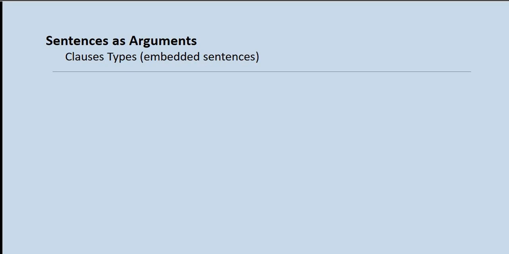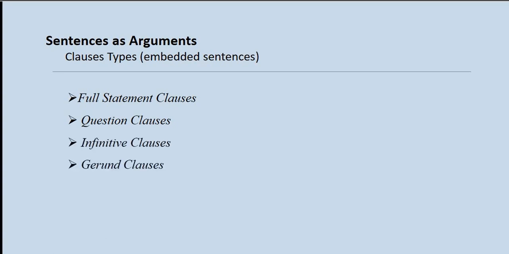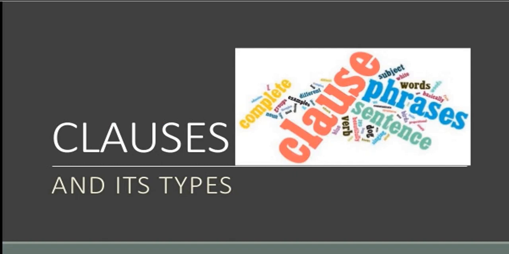So after finishing verbal nouns, let's revise what we have learned from last week's presentation and this week's presentation in the unit of sentences as arguments. So last week we covered full statement clauses, question clauses, infinitive clauses, and gerund clauses. And this week we studied till now non-factual clauses and verbal nouns. So until now we had 6 different types of embedded sentences, actually clause types. So we also call these clauses embedded sentences, as you remember from last week's topic. So let's move on.